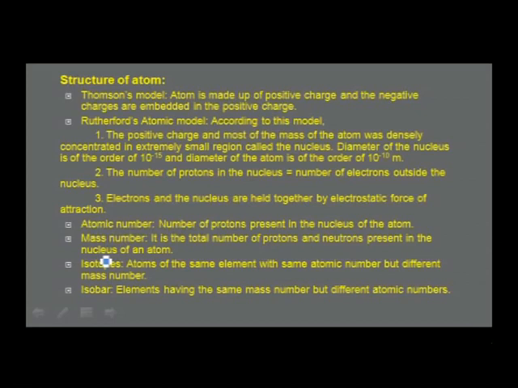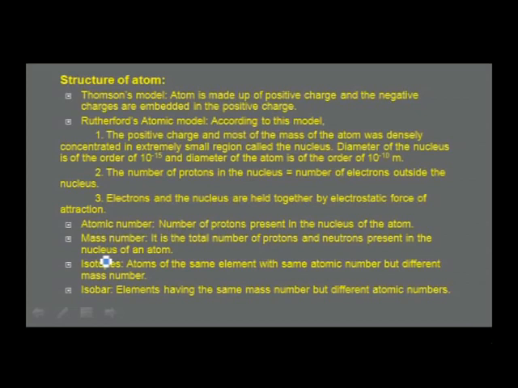Rutherford's atomic model. Rutherford conducted alpha ray scattering experiment. On the basis of alpha ray scattering experiment, he made some of the observations which we now consider as the postulates. The important ones are the positive charge and most of the mass of the atom was densely concentrated in an extremely small region called the nucleus. Diameter of the nucleus is of the order of 10 power minus 15, and diameter of the atom is of the order of 10 power minus 10 meter.